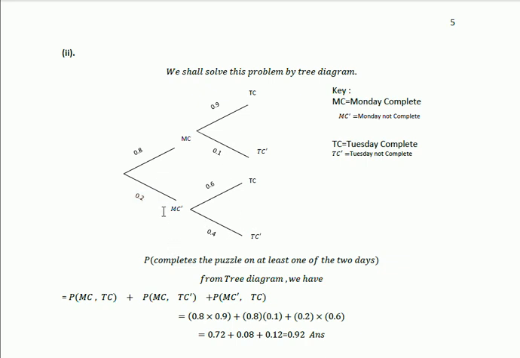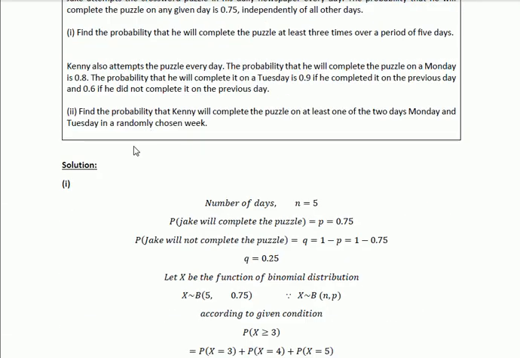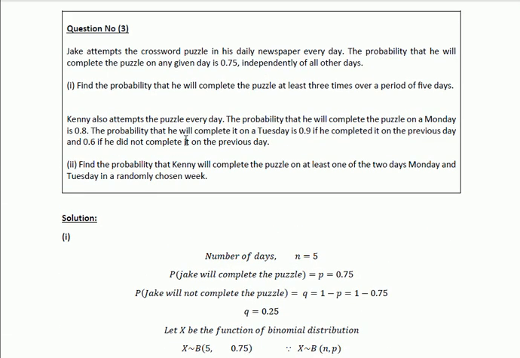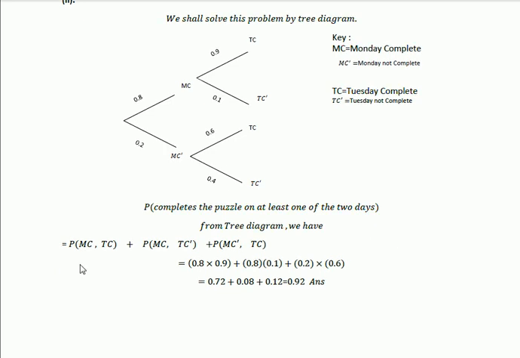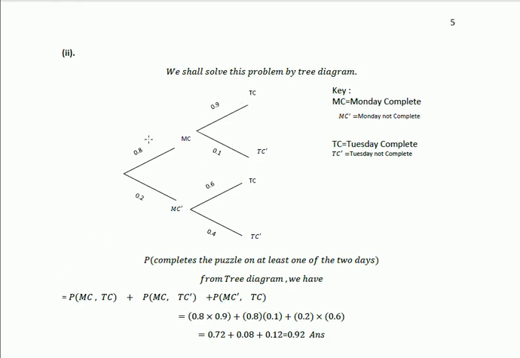Similarly, for part B, after completing the tree diagram, to find the probability of completing the puzzle on at least one of the 2 days, from the tree diagram we have the probability of Monday complete and Tuesday complete, Monday complete and Tuesday not complete, and Monday not complete and Tuesday complete.